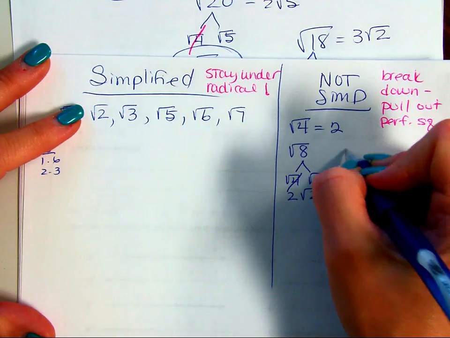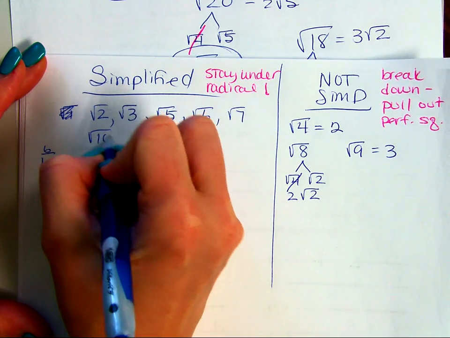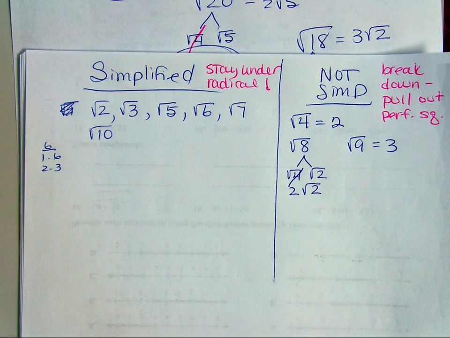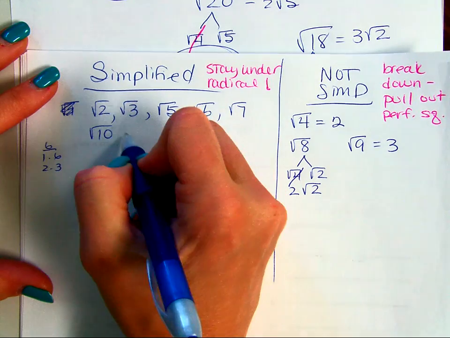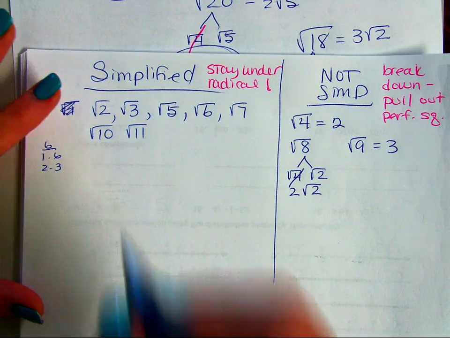How about 9? Well, that's a perfect square. That's like a bonus. That's where it's a given. That comes out because it's 3. This is where you start to probably think, what? 10 is simplified? Yep. 1, 10, 2, and 5, none are perfect squares. It's got to stay in there. Square root of 11 stays.